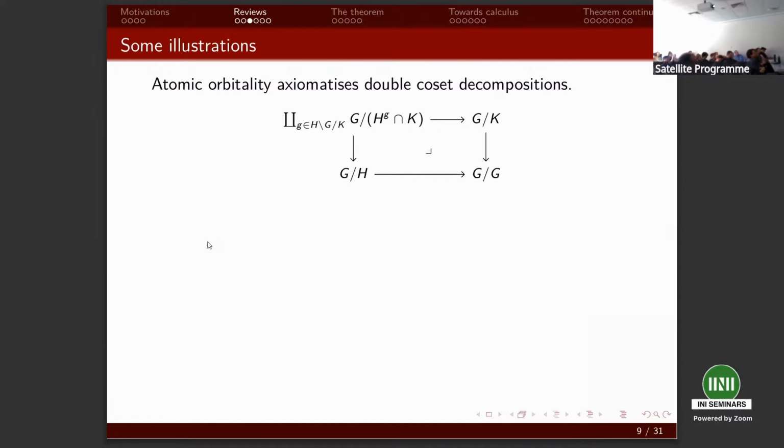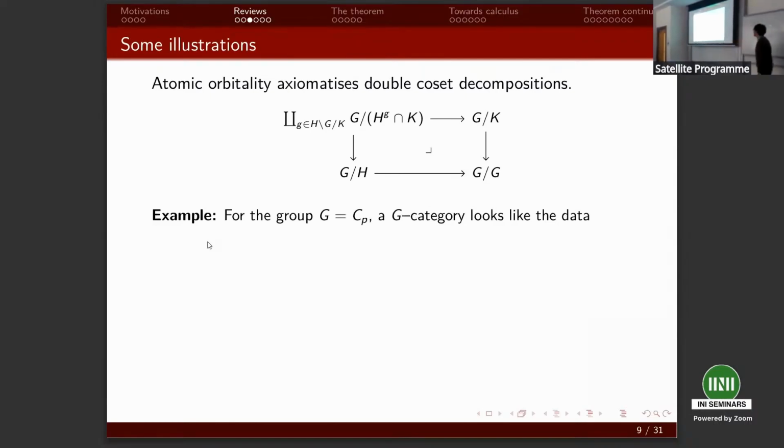Atomicity says that, something we saw in Mike's talk this morning, namely if you set K to be H, so you take the diagonal pullback, you're going to find one canonical copy of G/H in this composition. So if you've done some equivariant homotopy today, I hope this convinces you that atomic orbitality is a good thing. Another example is this FED stuff.